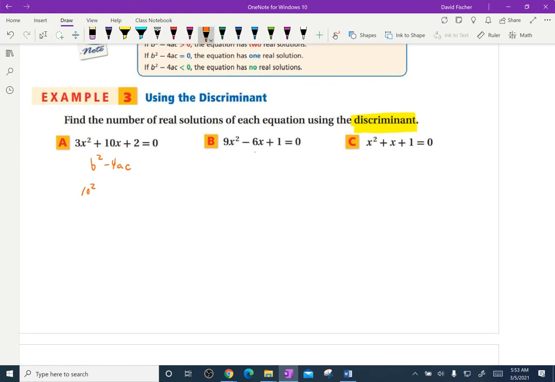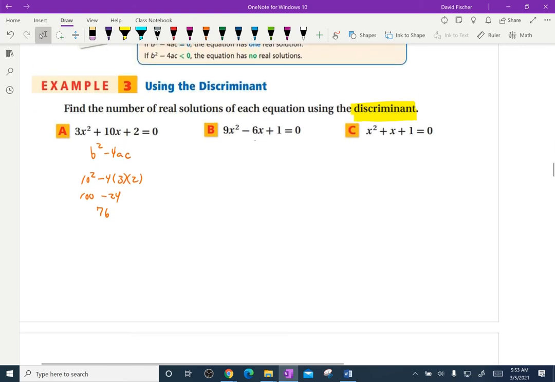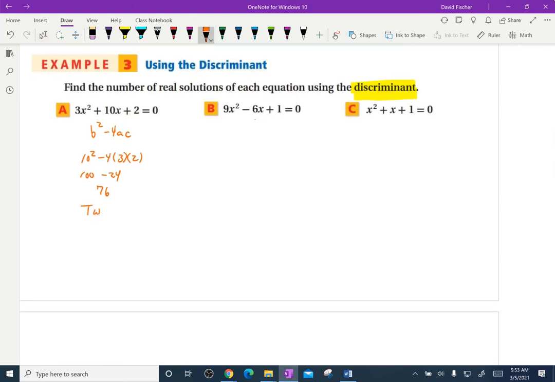So we're going to get 10 squared minus 4 times 3 times my c, which is 2. That's going to be 100. I already think I know what this answer is going to be. Negative 4 times 3 times 2. So minus 24. That's going to be 100 take away 24. 76. So again, if we have a positive answer, if it's greater than 0, we have 2 solutions. So we have 2 zeros or 2 solutions.